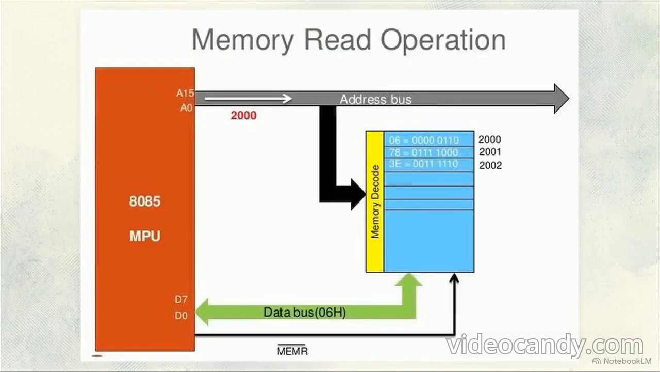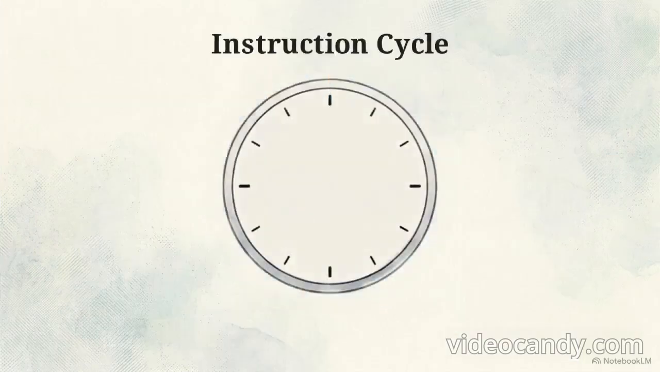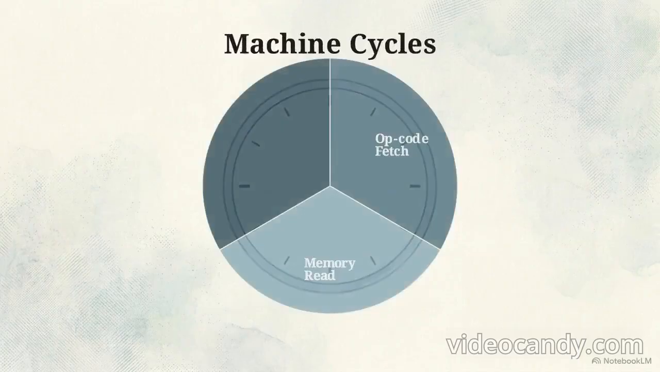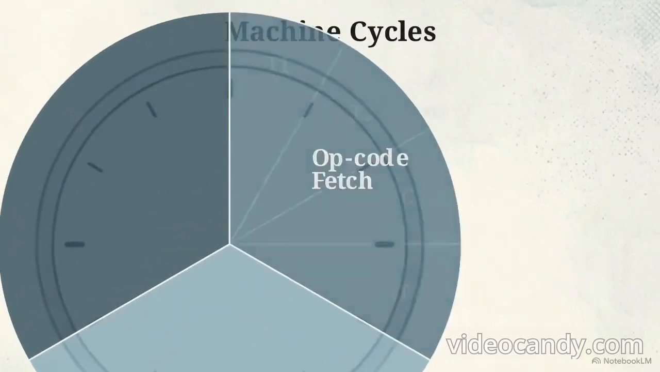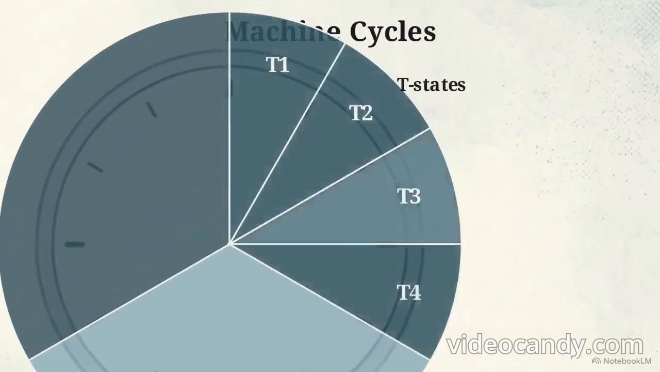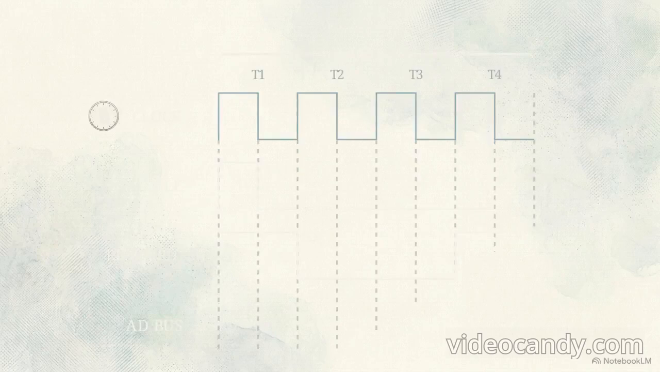This diagram traces a memory read operation. The MPU outputs the 16-bit address 2000 onto the address bus. The external memory decodes it and responds, placing the 8-bit data, 06 hexadecimal, onto the data bus to flow back to the processor. Execution timing is governed by the system clock. An instruction cycle is broken down into machine cycles, like an opcode fetch or a memory read, which are further divided into discrete T-states determined by the oscillator.